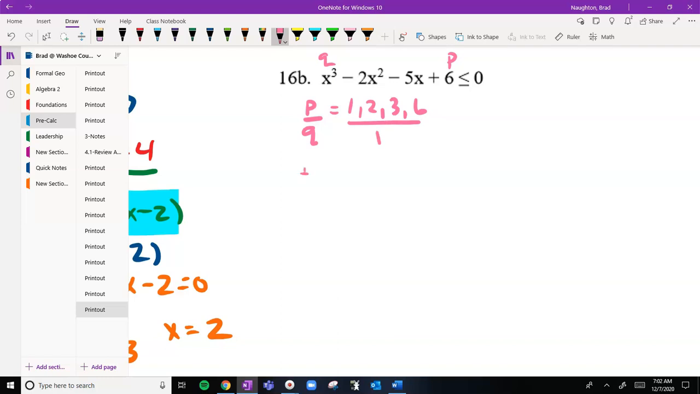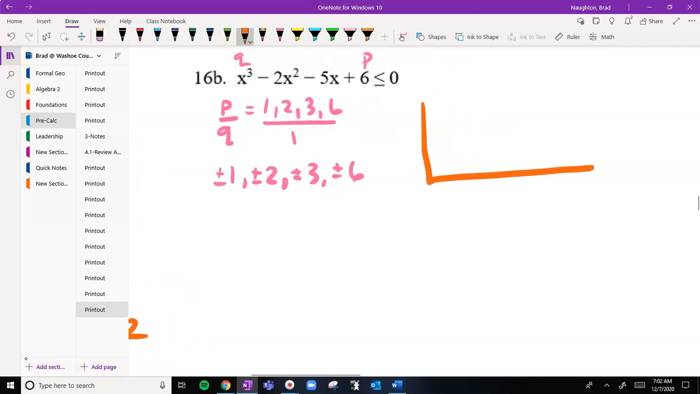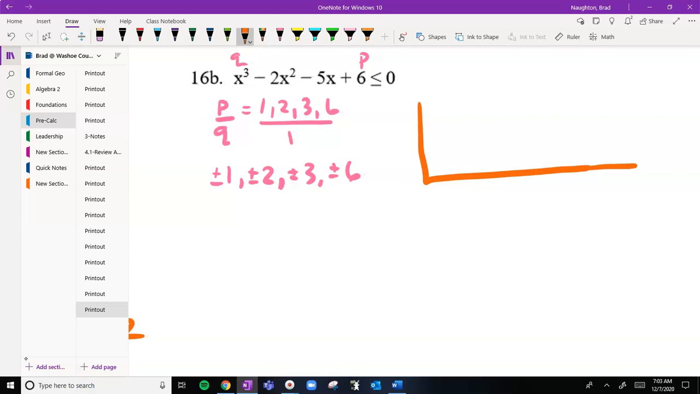So my list of possibilities is plus or minus 1, plus or minus 2, plus or minus 3, and plus or minus 6. And you're going to play this fun game until we find our remainder of 0. But since I don't want to spend all day on this video, we're going to go straight to an answer that works. So if I look right here on my answer sheet, I believe 1 works. So 1, -2, -5, and 6.